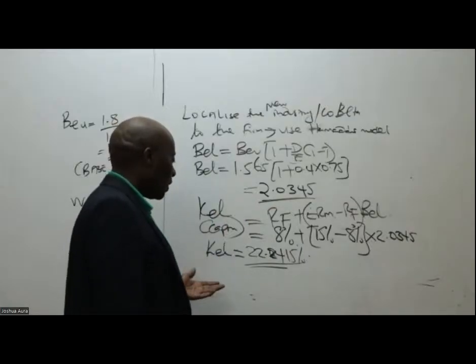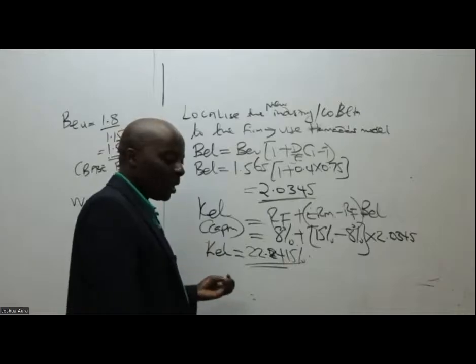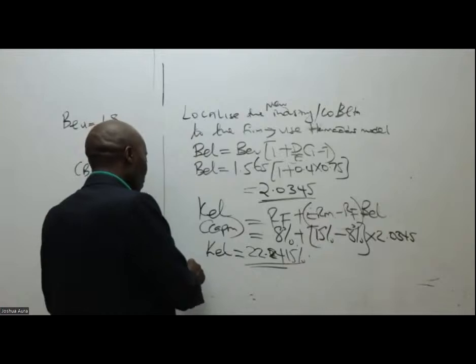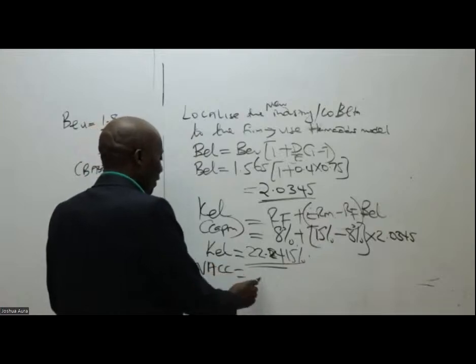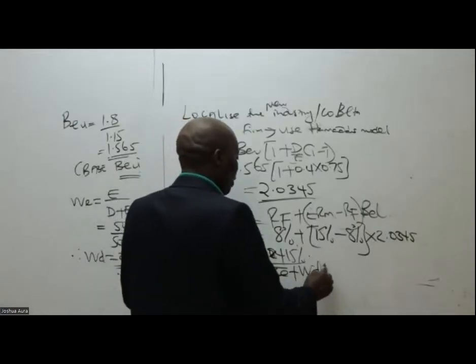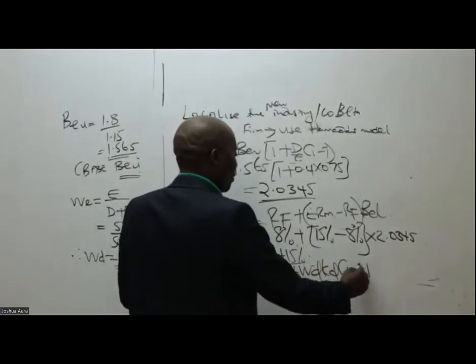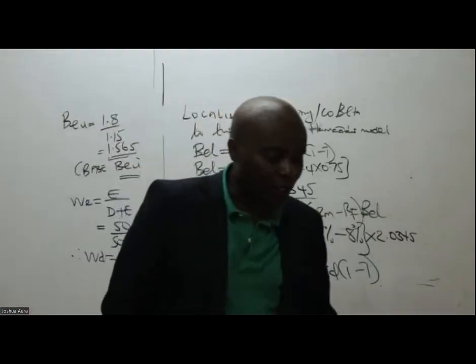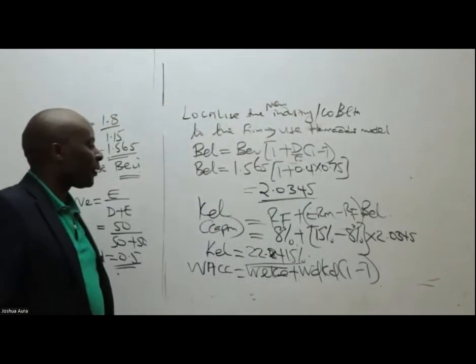So having gotten these, I know discounting rates is all about WACC. So come and now give us WACC of this organization, which will be weight of equity times cost of equity, plus weight of debt times cost of debt, into 1 minus tax like that.